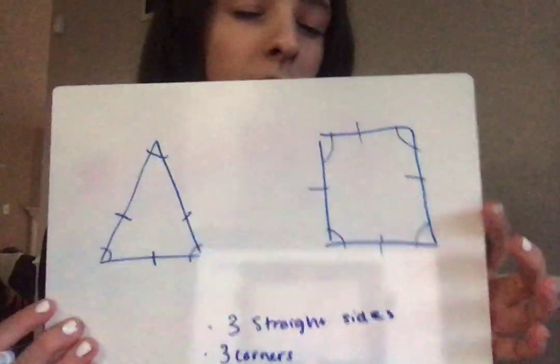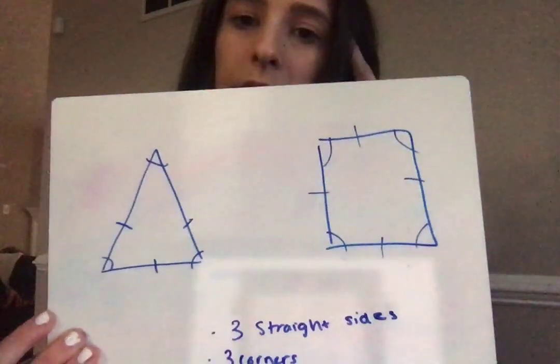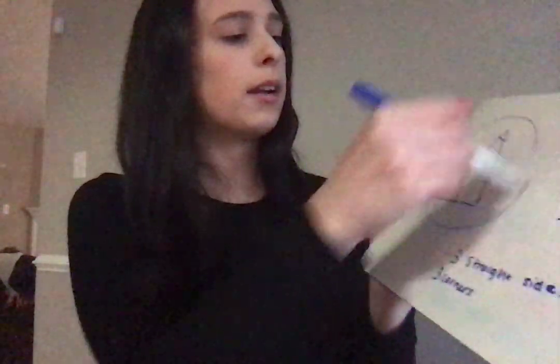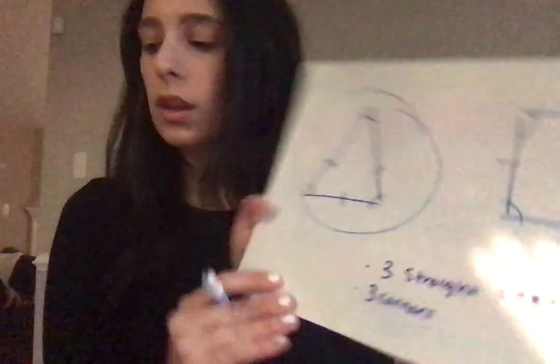Now, which one is 3 straight sides and 3 corners? I'm going to look. So it's 1, 2, 3, 1, 2, 3. So it's got to be that one. So we're looking at what the attributes are and figuring out which shape it is. When we get later in the lesson, we're going to really name these shapes, talk about what they're called, more about their attributes, and learning how to group these different shapes. We're also going to make different shapes as we get further along.